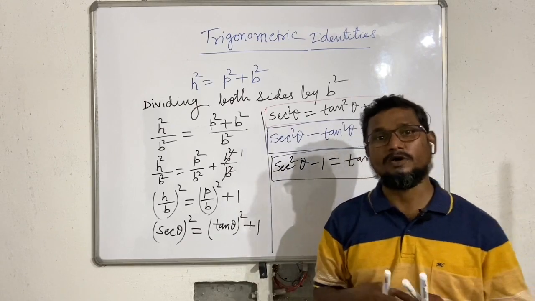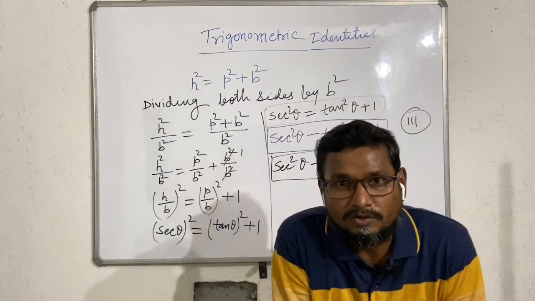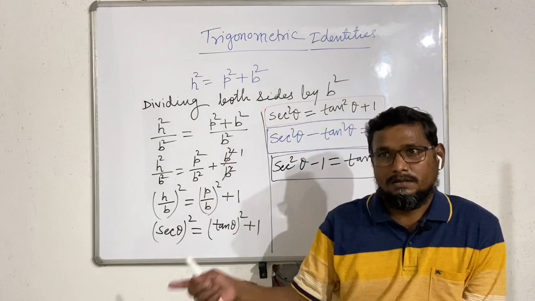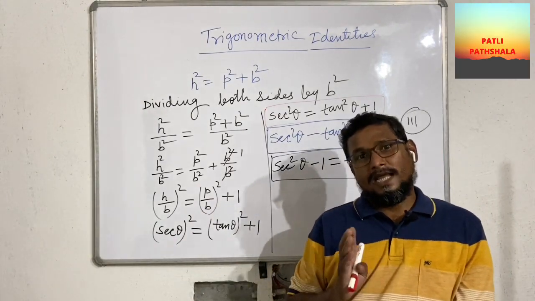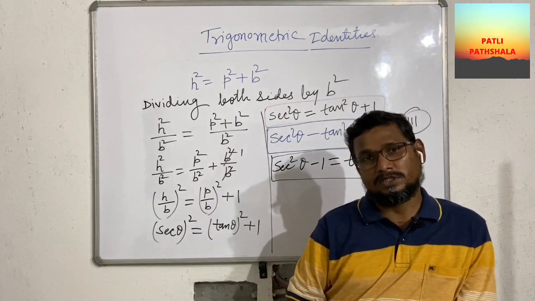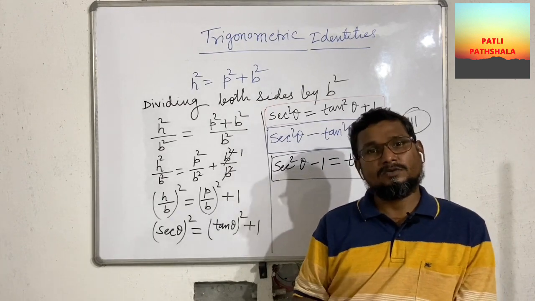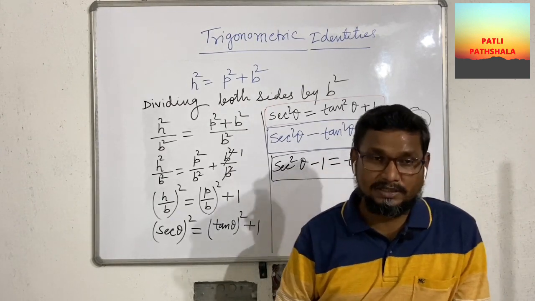In the first set we got sin square theta plus cos square theta is equal to 1. Other relations: sin square theta is equal to 1 minus cos square theta, and cos square theta is equal to 1 minus sin square theta.